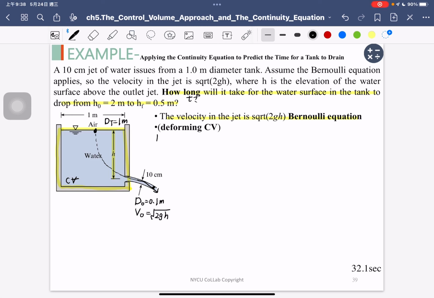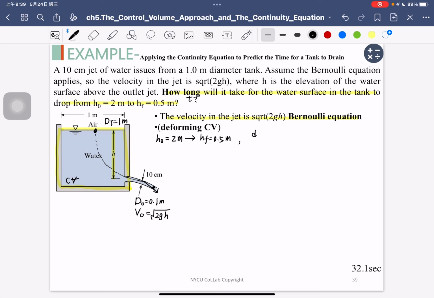But we know that H0, initially the water depth, is 2 meters, and it will change to the final depth of 0.5 meters. So we need to calculate how long the water depth takes to change from 2 meters to 0.5 meters. So first, you should write down the continuity equation, right?